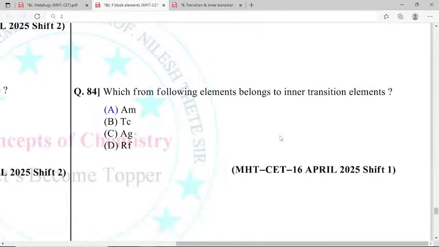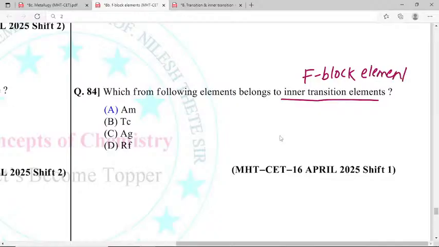Which of the following elements belongs to the inner transition series? Inner transition, F block series. Am stands for americium. Tc, silver, rutherfordium are D block transition elements.